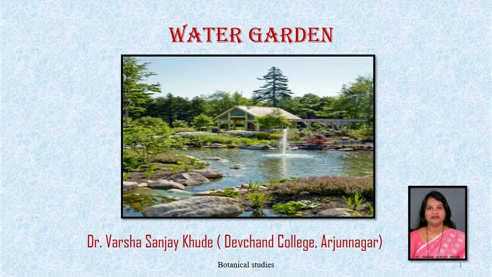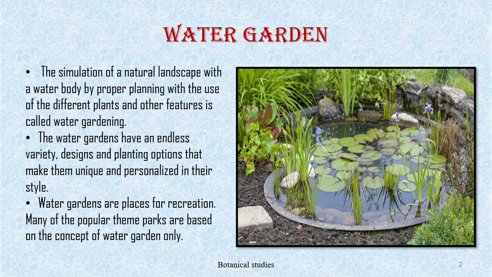In this video, we will discuss the water garden as a part of the outdoor garden. A water garden, the simulation of a natural landscape with a water body by proper planning with the use of different plants and other features, is called water gardening. Water gardens have an endless variety of designs and planting options that make them unique and personalized in their style.